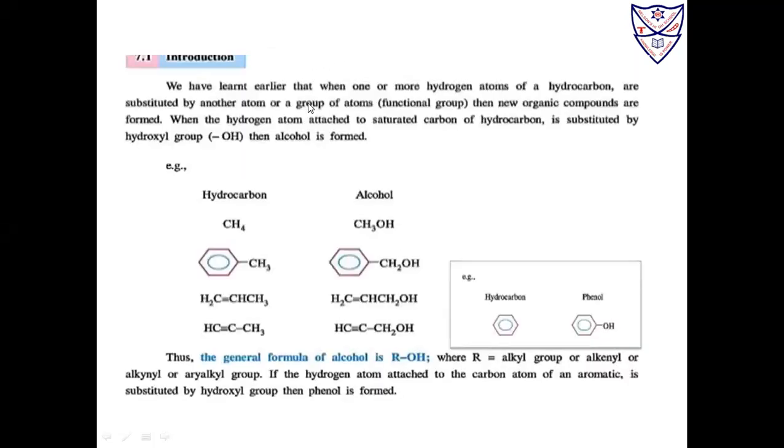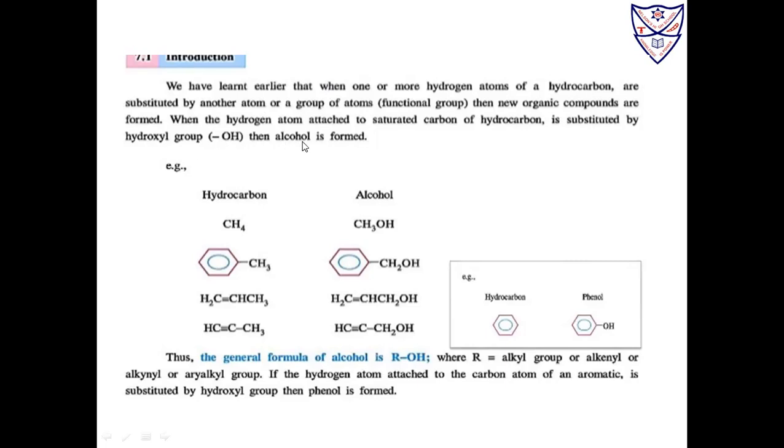We have learned earlier that when one or more hydrogen atoms of a hydrocarbon are substituted by another atom or a group of atoms, that is a functional group, then new organic compounds are formed. That is what we are going to study in this chapter. When the hydrogen atom attached to the saturated carbon of a hydrocarbon, what is the meaning of saturated? As you know very well, it's a single bond. A single bond is called saturated. Is substituted by a hydroxyl group, that is hydroxide.